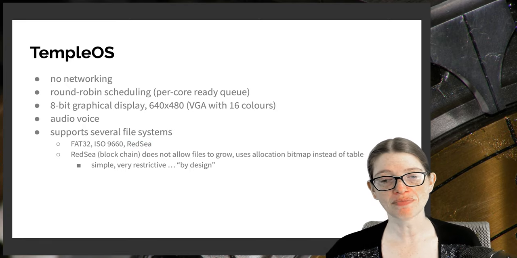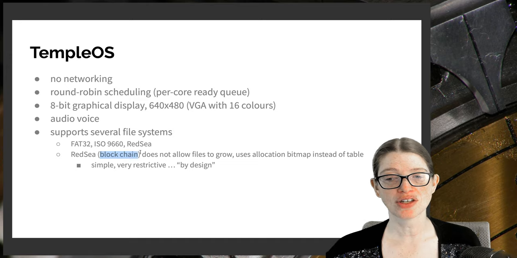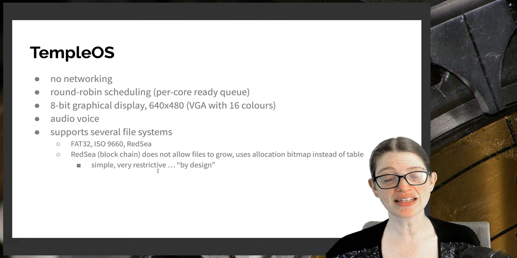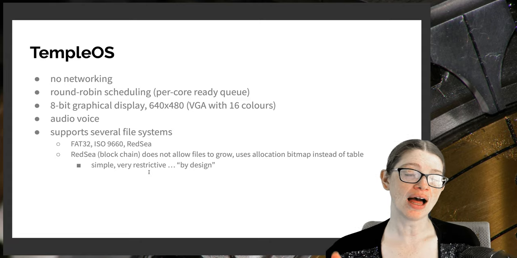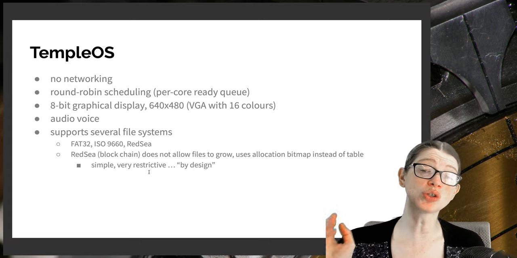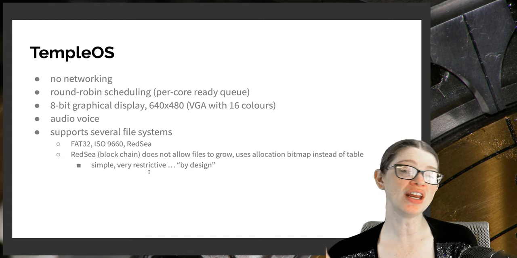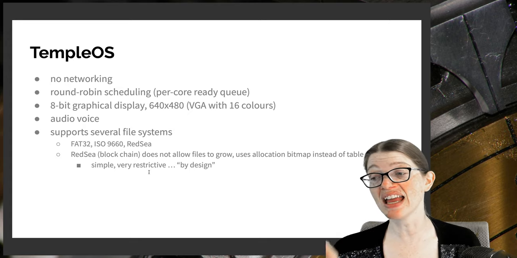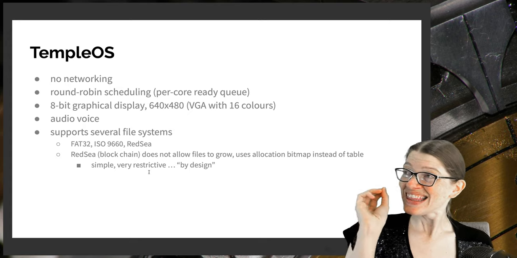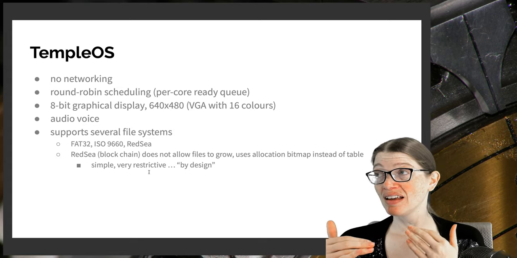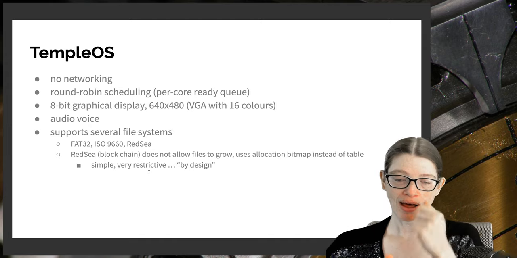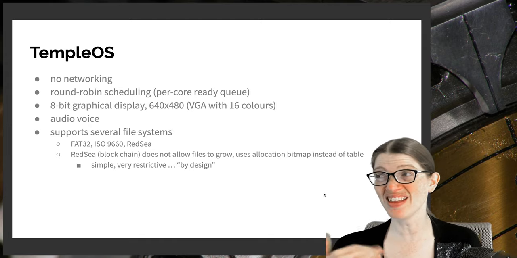And then RedSea, which is very similar to FAT32. What's interesting is it doesn't allow files to grow, and instead of using a table, it uses an allocation bitmap. So this is incredibly restrictive. Once you create a file, it has size X, and it can never grow beyond size X. Let's say you're writing a document and you get an initial size for the document. You can't grow that document. That's really restrictive.